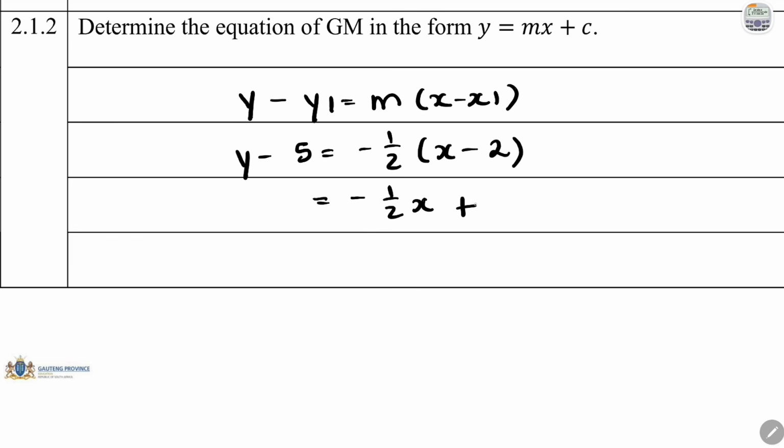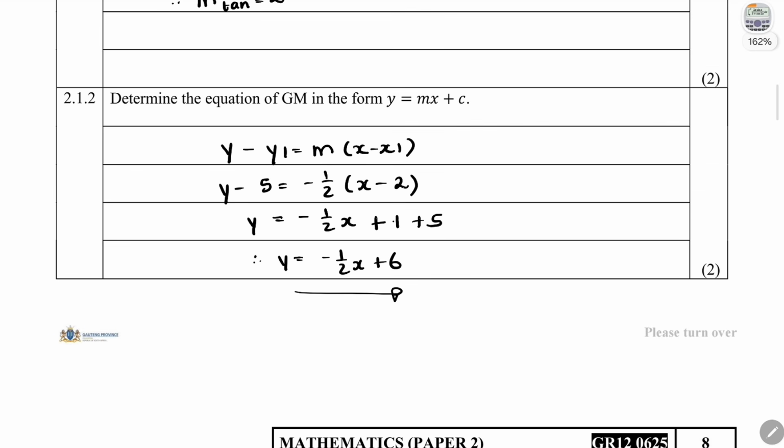And that's positive. You see the 2 and the 2 in the numerator and denominator cancel, and they become 1. And then we transpose the -5 and it becomes +5. So y is simply equal to -1/2 x + 6. And that is our answer. Moving on to the next question.